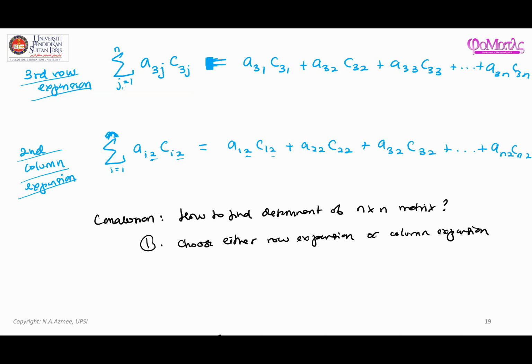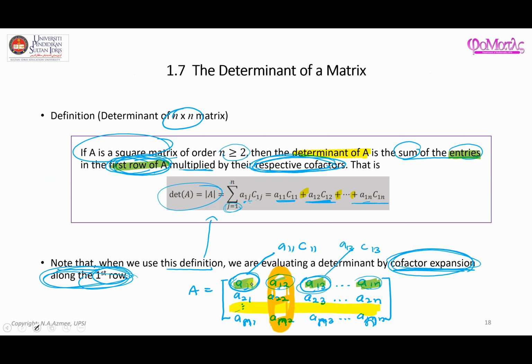Okay, how can you choose which one is the best? Depending on how many zeros there are in the matrix. So you can imagine if this matrix here has 0 and 3 over there, 0 and 3 here. Therefore, if you want to consider the first column expansion, you'll be able to reduce the process of finding minors and cofactors.